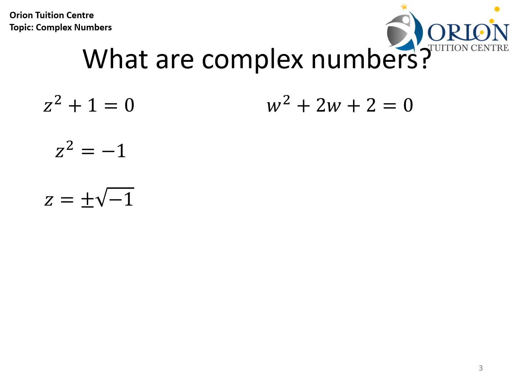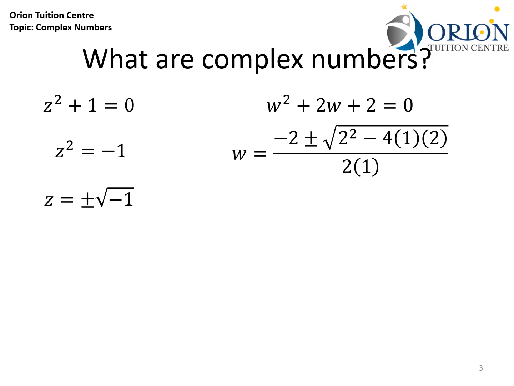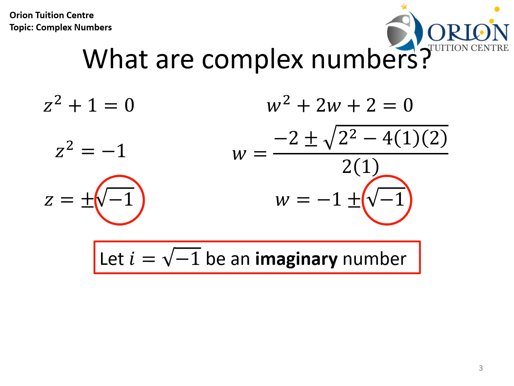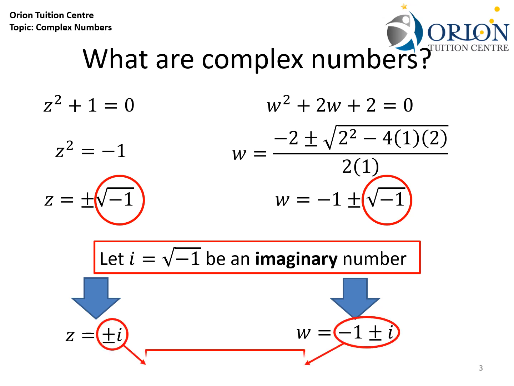We can apply the quadratic formula to solve for w, and after simplification, we will end up with w equals minus 1 plus minus square root of negative 1, which again does not make much sense due to the square root. Now, since square root of minus 1 is not real, I shall call it the imaginary number and let the symbol i represent it. So the solutions above can be expressed in terms of a combination of a real number and i, the imaginary number. This combination of real and imaginary numbers is called a complex number.